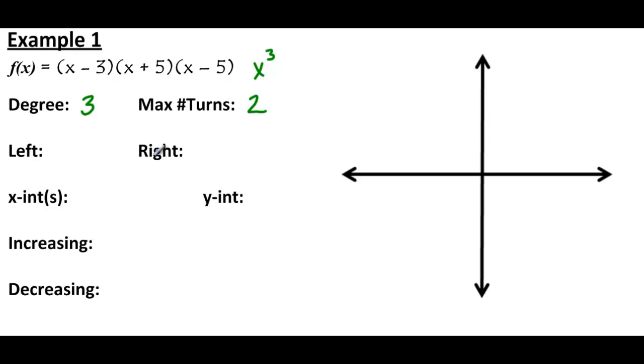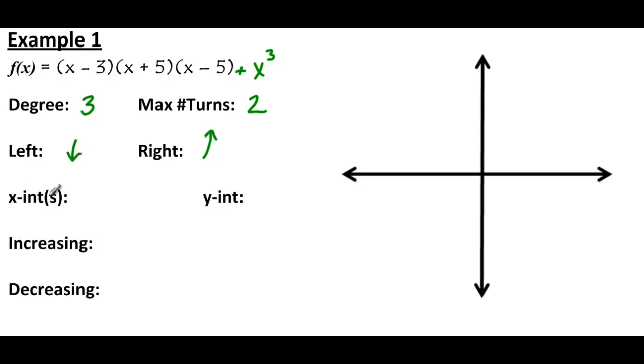Now I want to know, what does the left and right end behavior do? Well, remember, this is x cubed. So how do I know if it's positive or negative? If I look at my x's, I have a positive x, a positive x, and a positive x. So I know that this is going to be a positive x cubed. Because it's positive, I know the right-hand side goes up. Because the degree is odd, I know the left side is going to do the opposite direction. So my graph is going to fall to the left and then rise to the right.